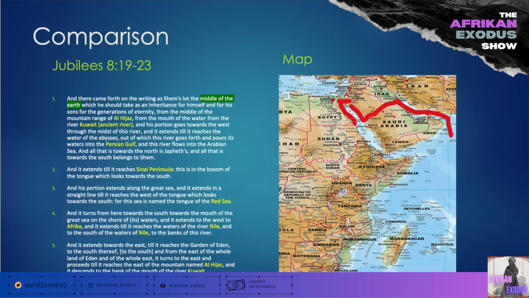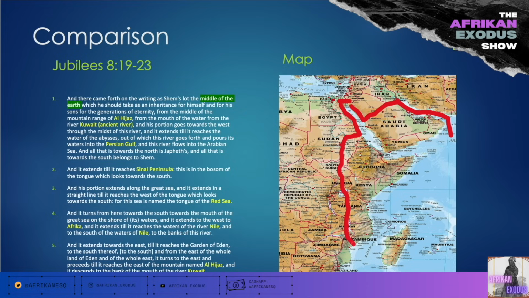And it turns from here towards the south, towards the mouth of the Great Sea, on the shores of its waters. And it extends to the west to Africa, and it extends till it reaches the waters of the river Nile, and to the south of the waters of the Nile, and to the banks of this river. And it extends towards the east till it reaches the Garden of Eden, to the south thereof, and to the east of the whole land of Eden, of the whole east.